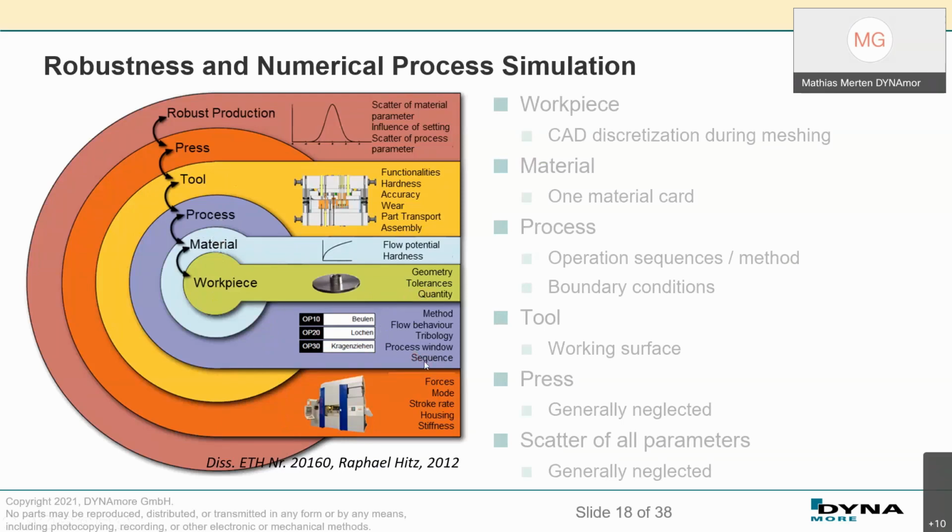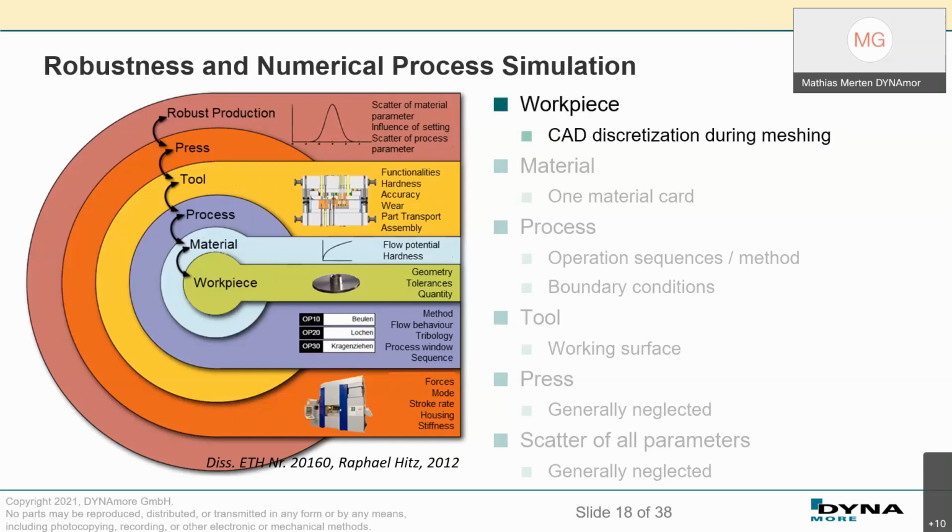The sequence of the part may have a role. Of course, the tool has an influence, the hardness of the tool, and if you're producing hundreds of thousands of parts, then also the wear of the tool surface plays a big role. The same is true for the press. The press also influences the forming result, and on top, all of these parameters in reality undergo some kind of scatter.